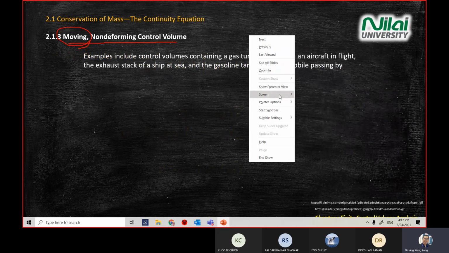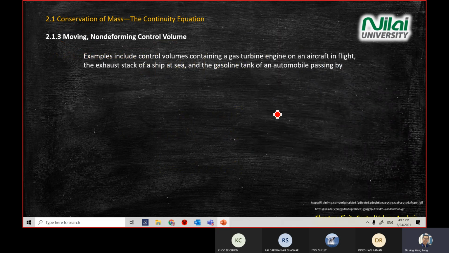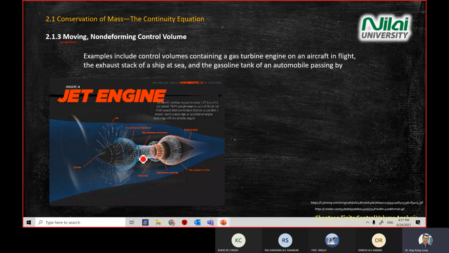Okay, now we look at moving control volume. The word is moving. What type of scenario do we deal with for a moving control volume? For example, the aircraft jet engine. In the aircraft jet engine, the flow is coming from the left and then ejected to the right-hand side.